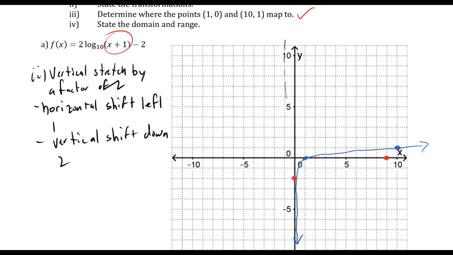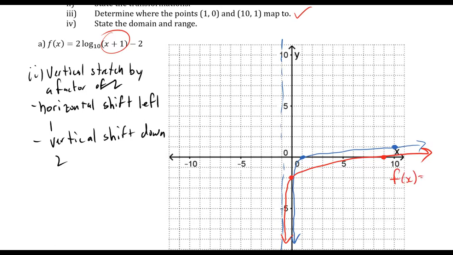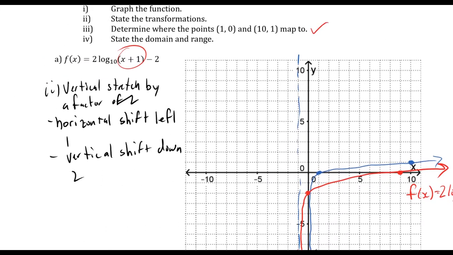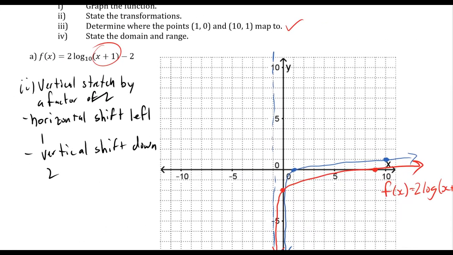So that means our asymptote is at x equals -1. And I should have made that red, but anyway, and I can now graph my actual function. So this is f of x equals 2 log of x plus 1 minus 2, the red graph. Okay, and let's see, so determine where the points go.